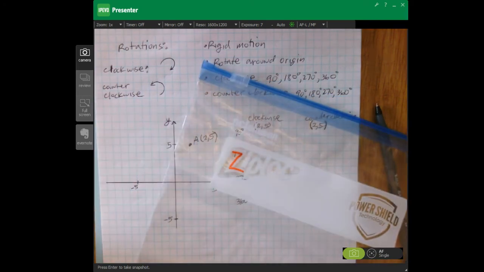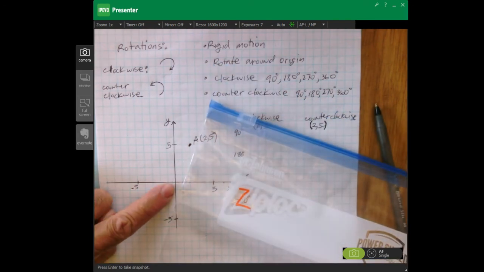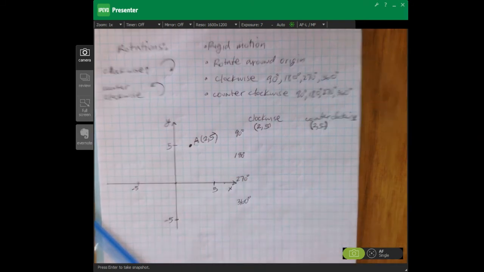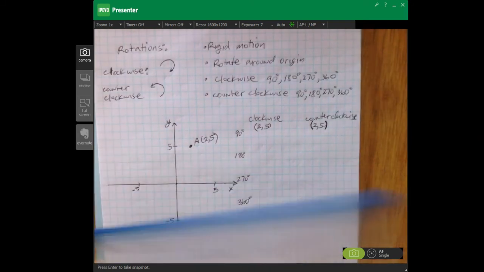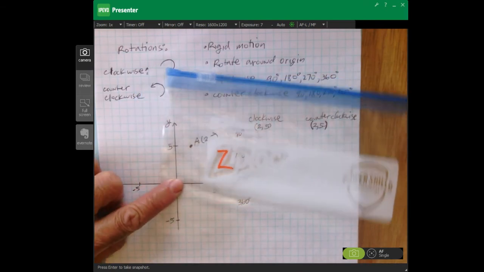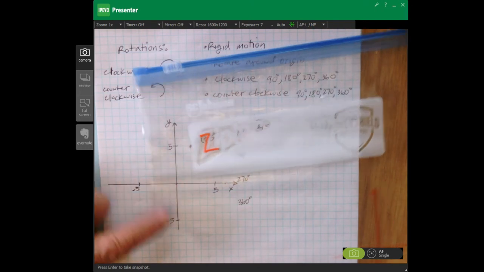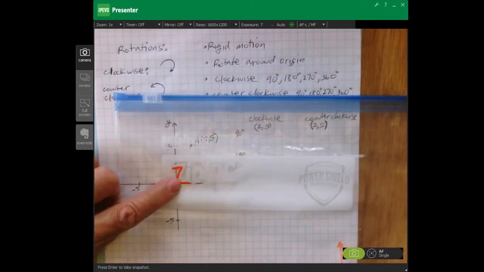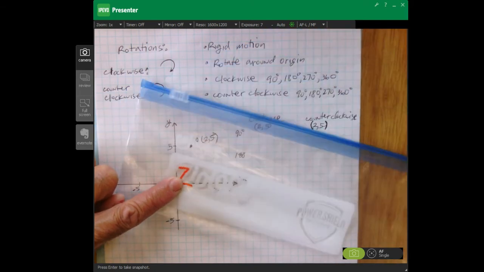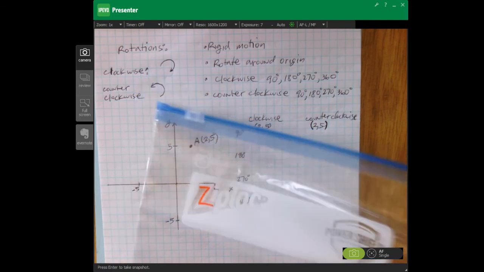Now the rotations we're going to consider today, we're going to rotate everything around the origin. That's where the two axes intersect. Depending on where that object is, that will determine how it looks. So for instance, if we put it on the origin, it spins like this. And what we're going to do is look at different rotations.